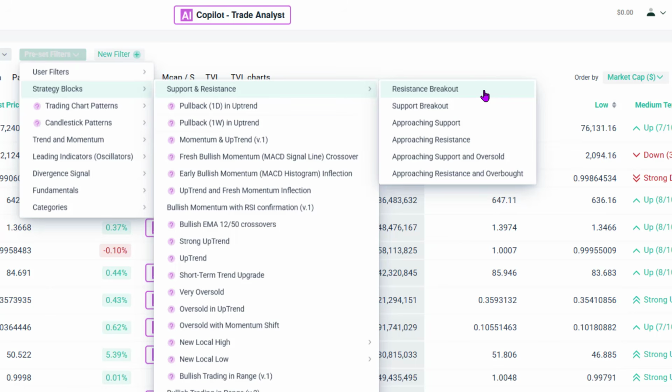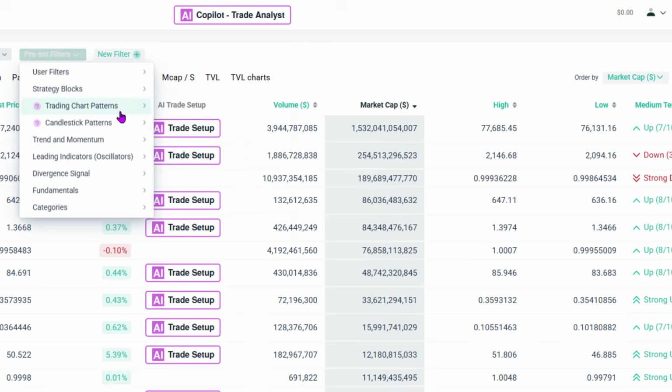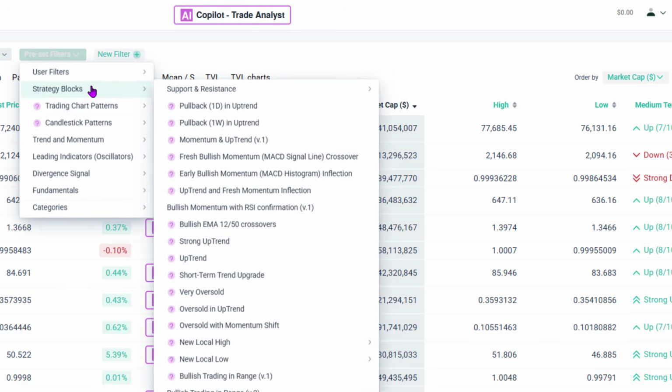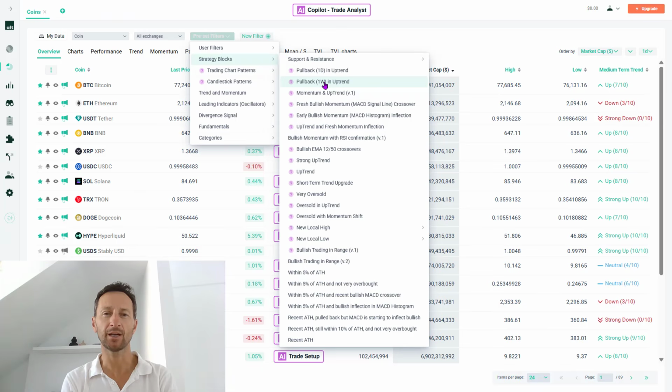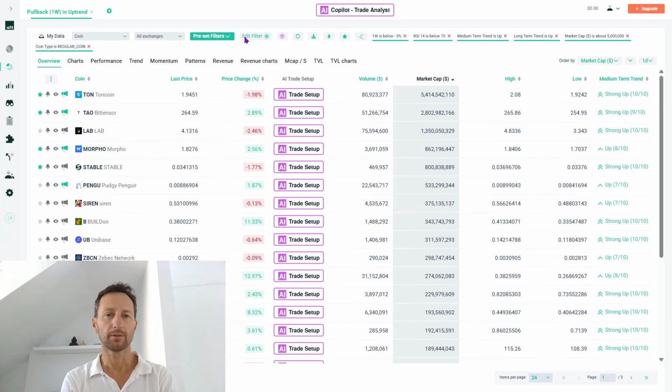It kind of depends also on your preference, whether you like to trade strong resistance breakouts, or identify assets that are in an uptrend and have pulled back. And there's many other preset filters that we have here in this menu as well. So I'm going to go ahead and look for assets that are in an uptrend but have pulled back. Now, here we are. Let's see.